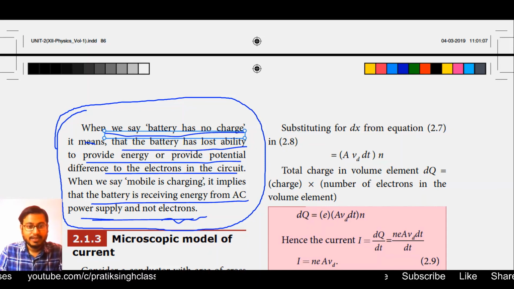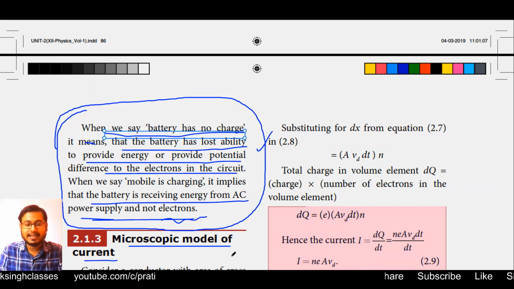So this is all for today's video. In our next video we will study section 213, that is the microscopic model of current. That means, when current passes inside the conductor, what really happens there. We have studied drift velocity, which is the macroscopic model. In the microscopic model we will learn something more, which is correlated with the drift velocity.